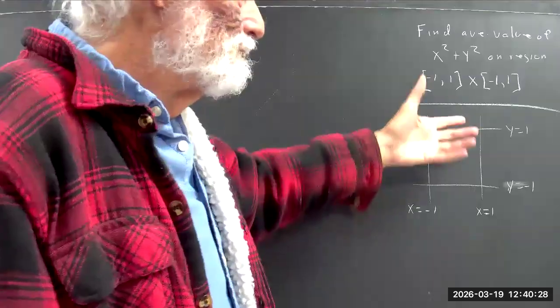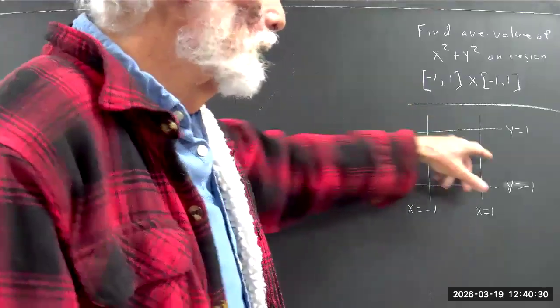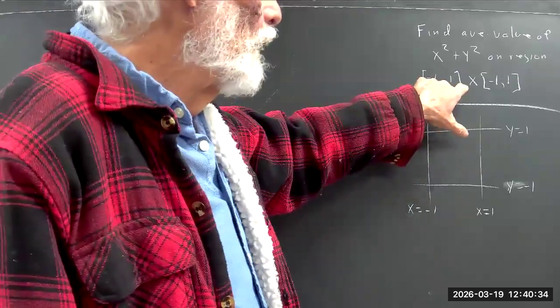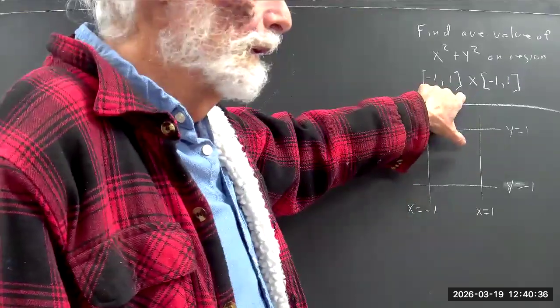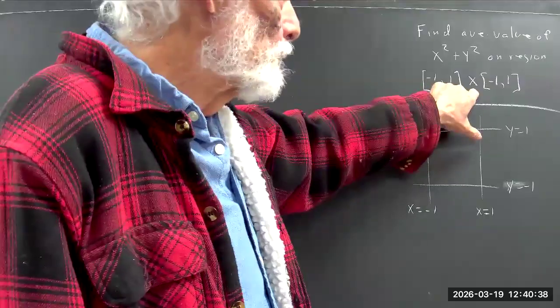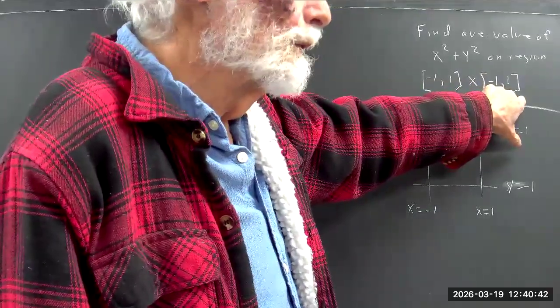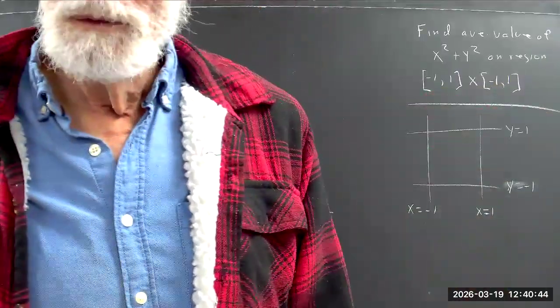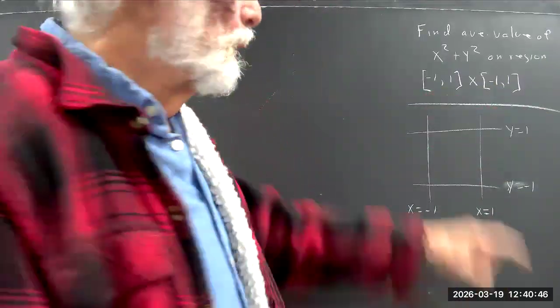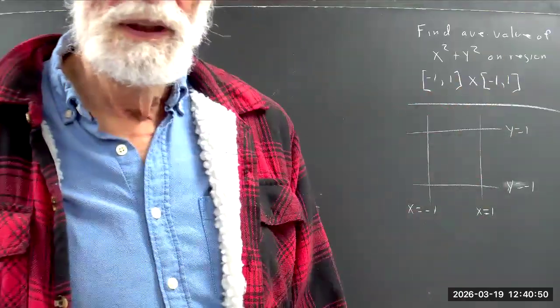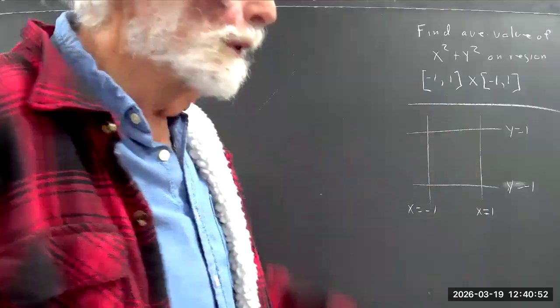It's simply this square. This means all the points where x is between -1 and 1, cross product of that with all the points where y is between -1 and 1, which means all the ordered pairs with x between -1 and 1 and y between -1 and 1, and that constitutes this square.